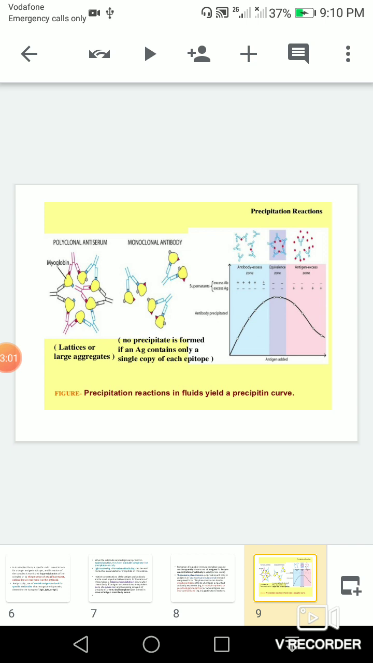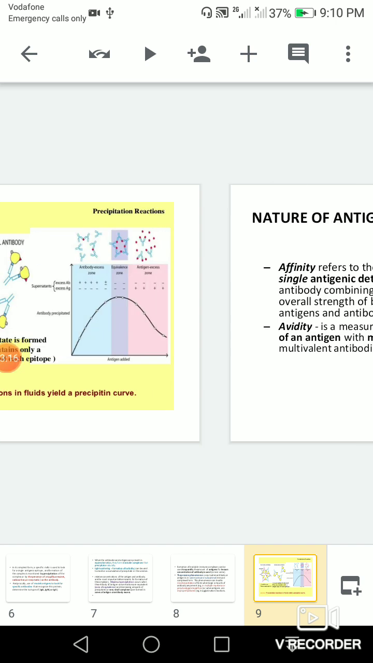Here is the figure. This violet form is the zone of equivalence, and what's before it is an antibody excess, and what's after it is an antigen excess. We are measuring the concentration in the zone of equivalence, not before or after, because both of them are going to give us false results.